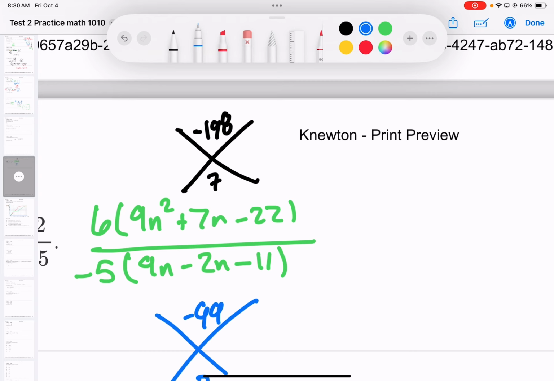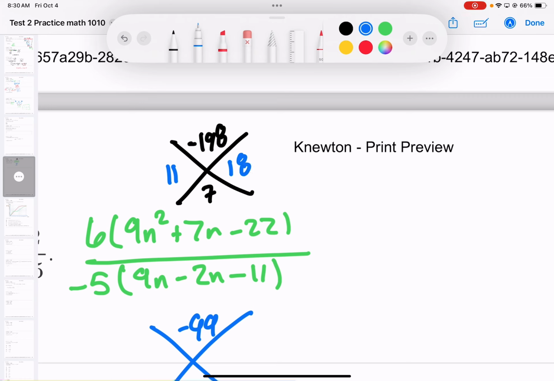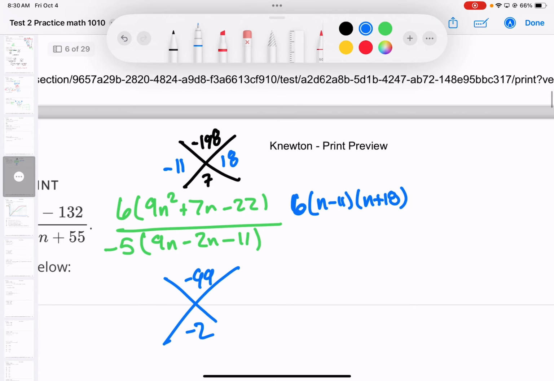9 and 22, we need a difference of 7. Let's try 12. Nope. 11. It's divisible by 11. Hey, there we go. So we got 11 and 18 have a difference of 7, so it's a negative 11. So we got 6, and then we got n minus 11, and then n plus 18. And I hope one of these needs to be probably 11. Oh, yeah, it's 11 and 9.